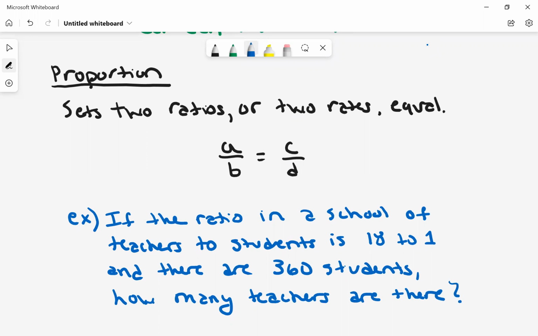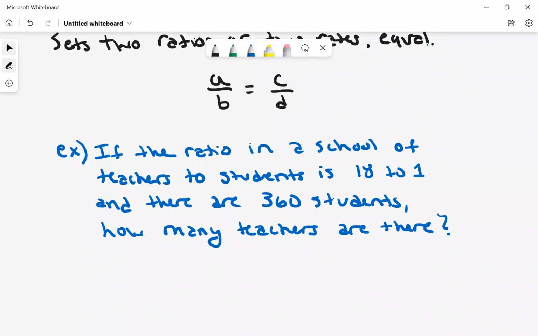So what I can do is create a proportion of this information. The first piece of information I'm given that I can compare, for every 1 teacher, there's 18 students. Oh, I wrote this backward. That should be 1 to 18, teachers to students. One teacher for 18 students, not 18 teachers for one student. I'm so sorry. If the ratio in a school of teachers to students is 1 to 18, and there are 360 students, how many teachers are there?